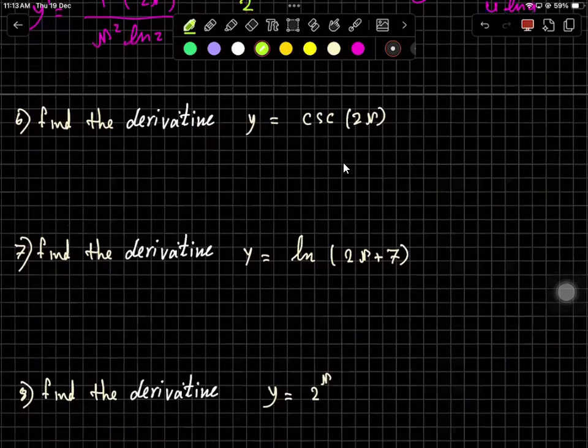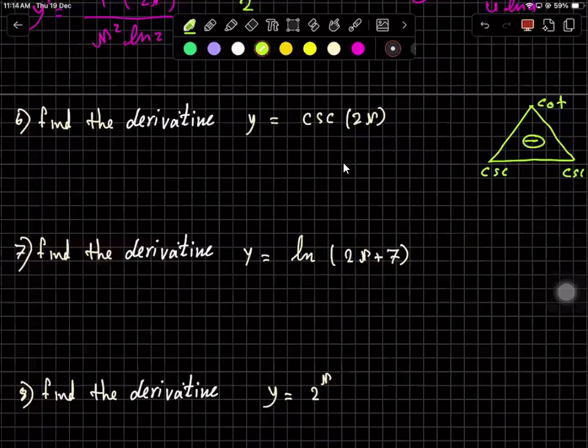Cosecant 2x. Yes, I have here a triangle to save this into your mind. So this is cotan, cosecant, cosecant. Okay, and we have here a minus. So what is the derivative of cosecant? It will be negative cosecant cotan. So y prime is negative cosecant 2x cotan 2x, multiplied by the derivative of 2x, which is 2.